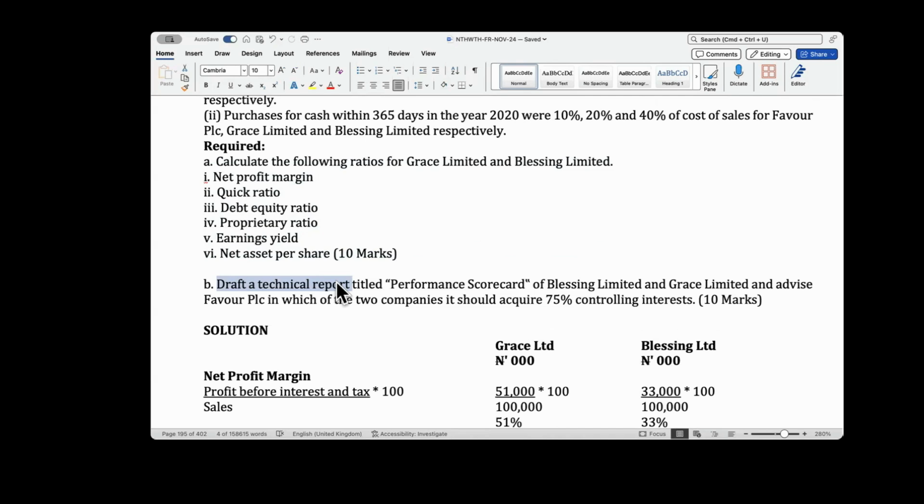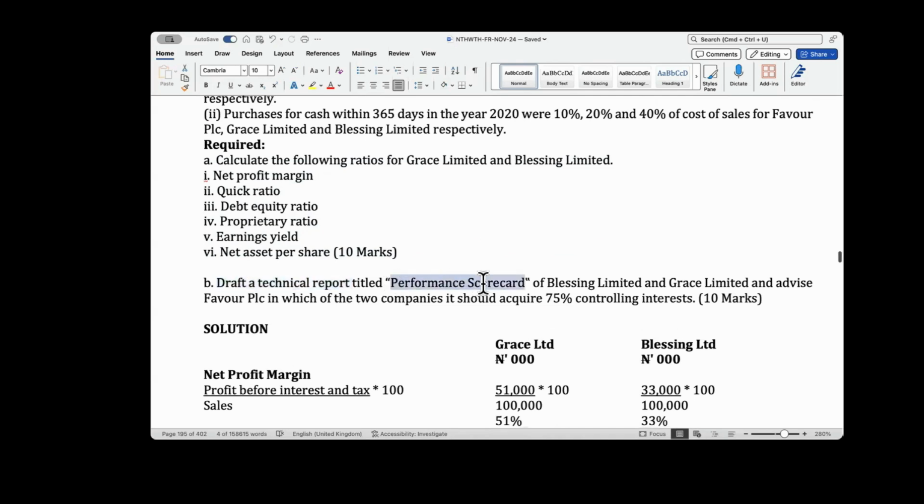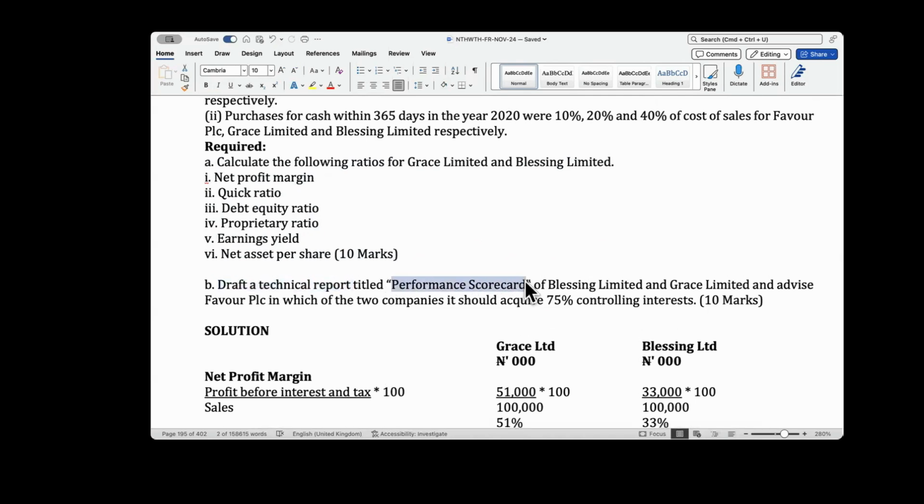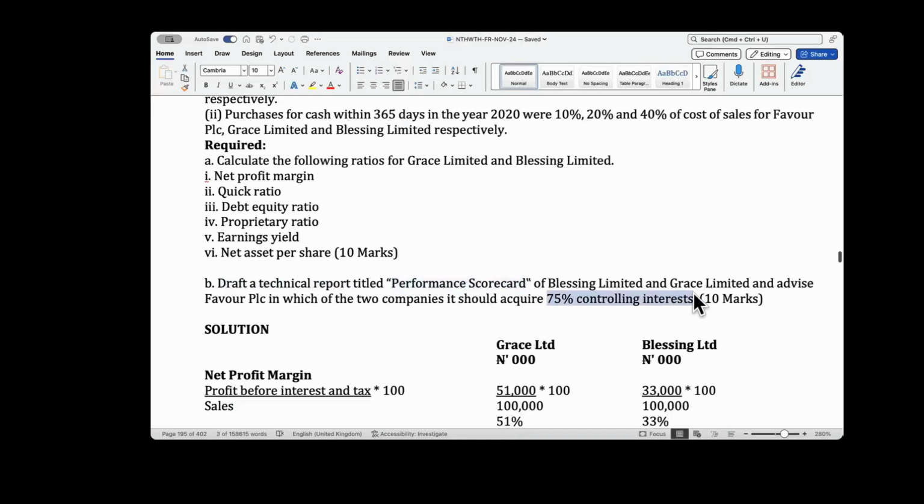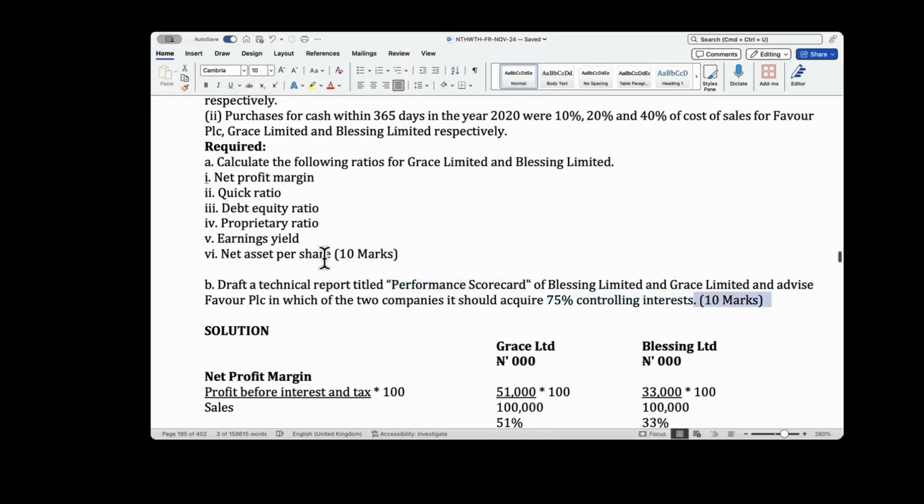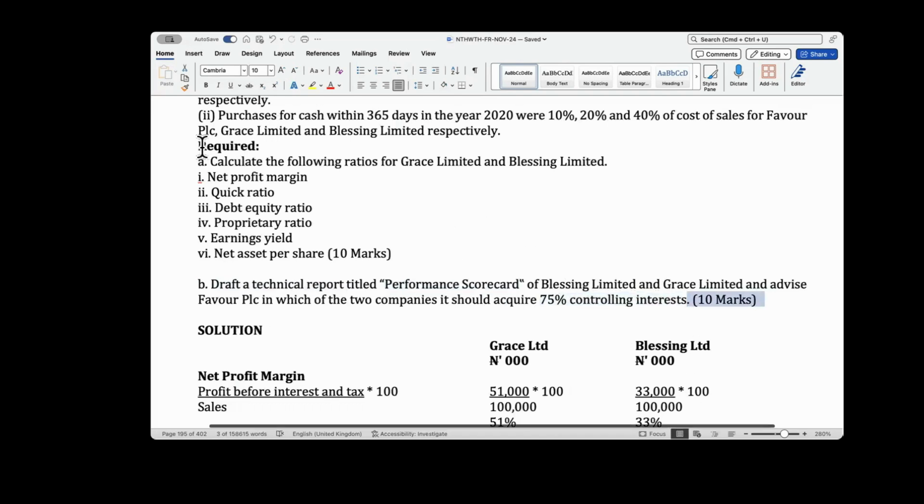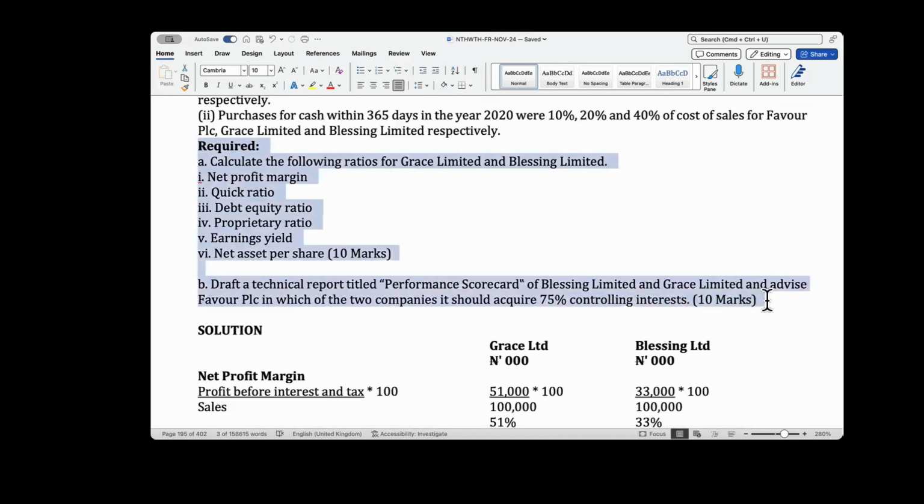So draft a technical report and call it performance scorecard of Blessing and Grace and advise Favor on which of the two companies it should acquire, 75% controlling interest, in 10 marks. So the ratios 10 marks, analysis 10 marks. This kind of question is most likely how they will ask you this diet too. With all this revision we have done together, there's no reason why you should not get 20 over 20.